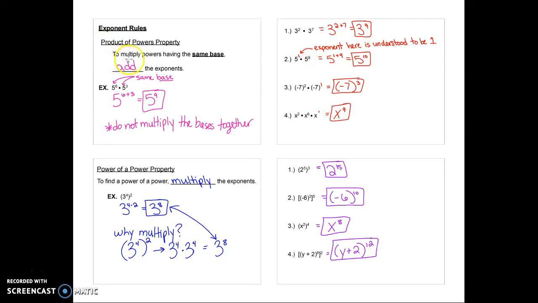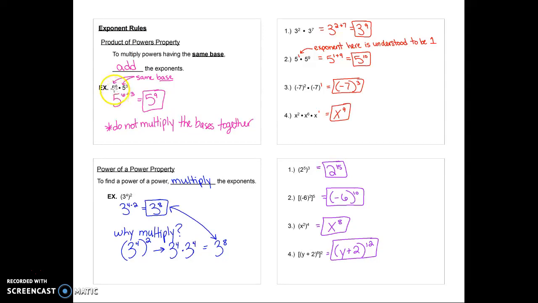If we are multiplying powers that have the same base, now remember, powers are your exponents. That's just another word for exponents. If we are multiplying values that have the same base, you can add the exponents. This is just a shortcut that you can use. You are still ultimately multiplying, but the shortcut is that you can add the exponents.